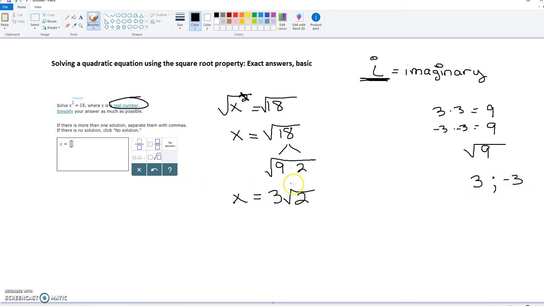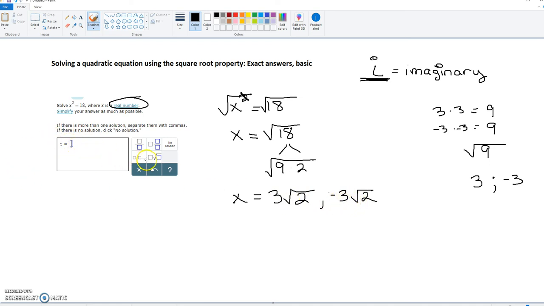Well, the same thing happens when we have extra numbers included in this. One of our answers is going to be a positive, and our second answer is going to be a negative. So we need to make sure that we include both the positive and the negative answers.